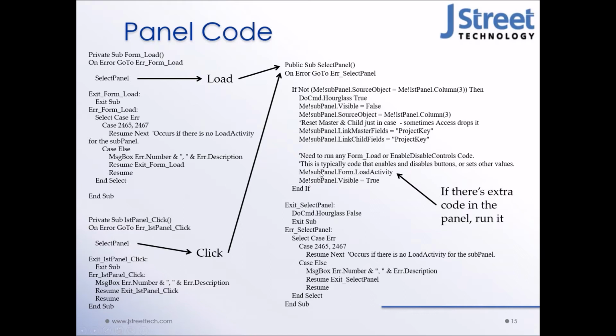So we say Me.subpanel, which is the frame, and then in the form that's inside that subpanel, just do .LoadActivity. A lot of people don't know that you can just call a procedure inside a subform with this syntax. Yes, it has to be in there and public. But what if you don't have any load activity that you need? Well, what we do is we trap for it. So one of these errors will occur down here if there's no load activity. Then we just move forward and keep on rolling and nothing happens. So this runs it if it's there, and it just skips it if it isn't.